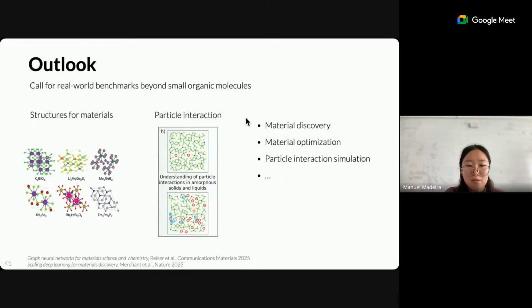Another possible application is particle interactions. For example, here there is a map for different types of particle interactions. This type of interaction can also be naturally modeled by graphs. And generative models for graphs can potentially simulate particle interactions and produce configurations conditioned on different phases and different thermodynamic conditions.